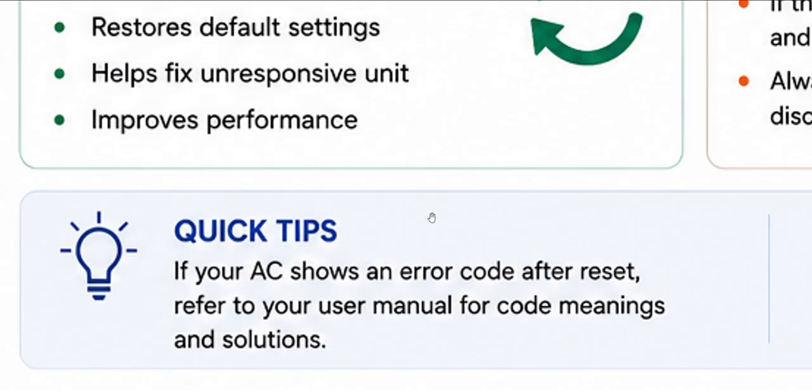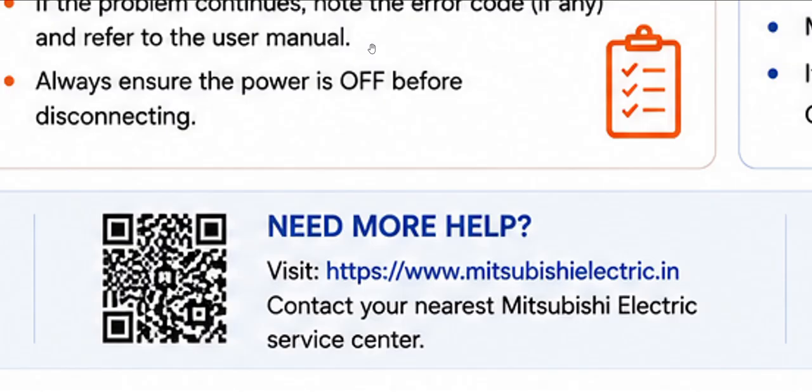Quick tip: if your AC shows an error code after reset, refer to the user manual for the code meaning and solution. If you need more help, then tap the link below and contact your nearest Mitsubishi Electric Service Center.